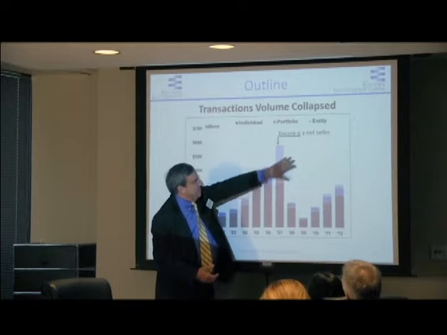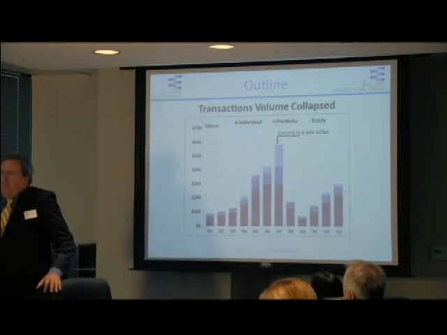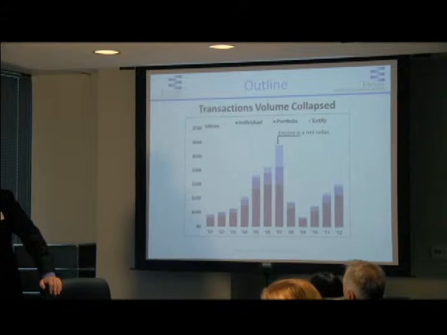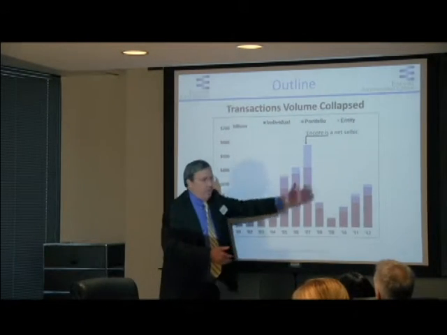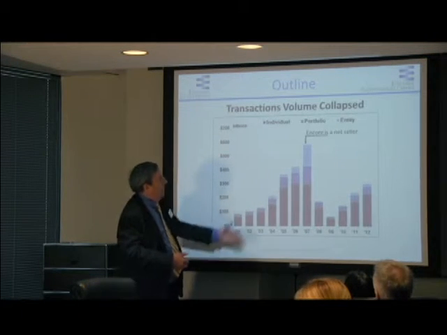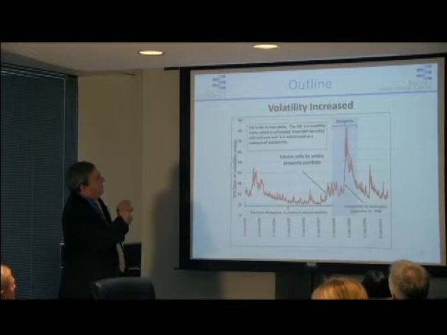And when transaction volume falls, what does that do? That means that price discovery fails. And when price discovery fails, it feeds back and volume declines even further. Encore was a net seller in 2007. Next. Now this is particularly interesting.